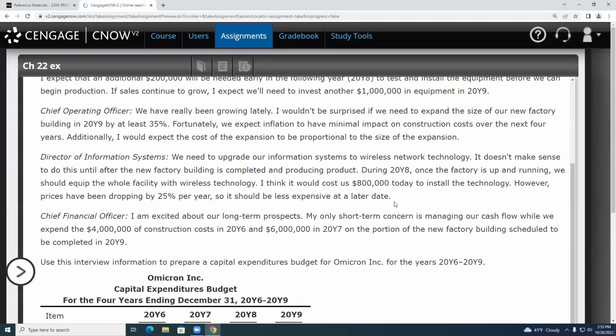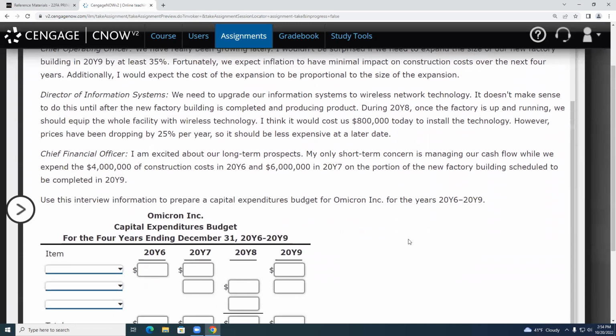The Director of Information Systems said, we need to upgrade our information systems to wireless network technology. Doesn't make sense to do this until after the new factory building is completed and producing product. During 2018, once the factory is up and running, we should equip the whole factory with wireless technology. I think it would cost us $800,000 today to install the technology. However, prices have been dropping by 25% per year, so it should be less expensive at a later date.